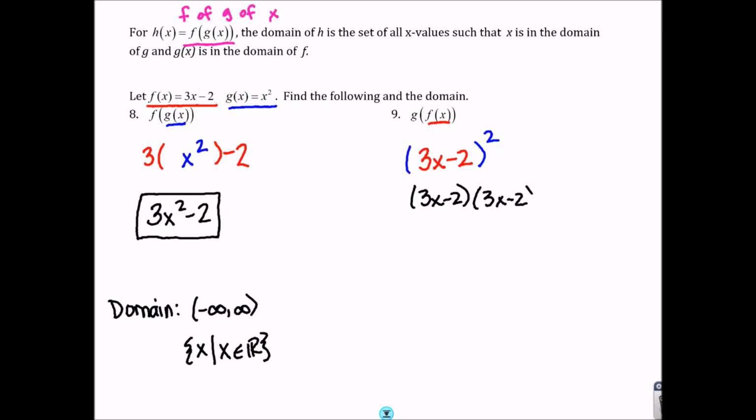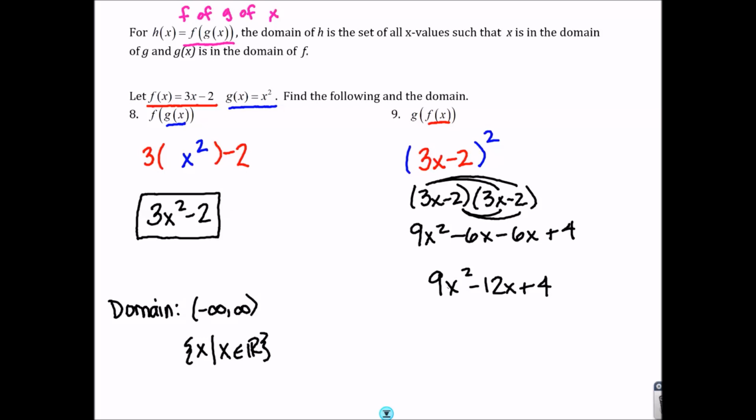and double distribute. So 3x times 3x is 9x squared. 3x times negative 2 is negative 6x. Negative 2 times 3x is negative 6x. And negative 2 times negative 2 is 4. Then we just combine our like terms and end up with 9x squared minus 12x plus 4.